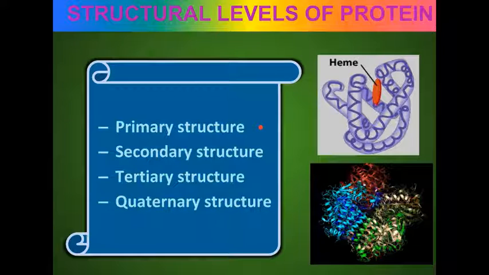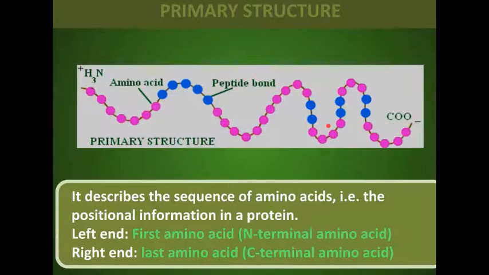Now these proteins are folded into various levels. Based on this, we have primary, secondary, tertiary and quaternary structure of the protein. Let us look at the primary structure. Primary structure is a very simple and basic structure of protein. It is basically a sequence of amino acids positioned from left end to right end. The left end will include the N terminal, which is the amino group, and the right end will have the acid terminal, that is the C terminal.